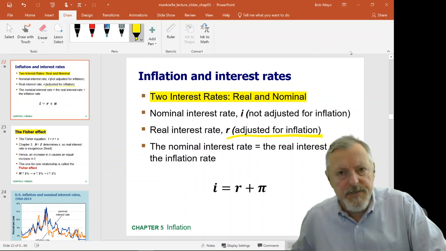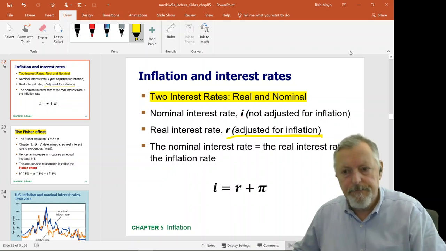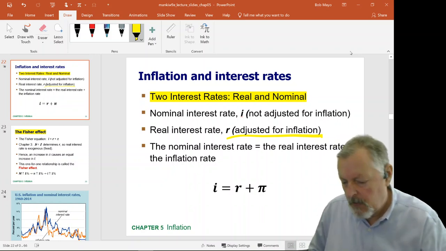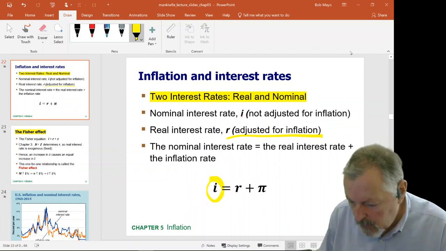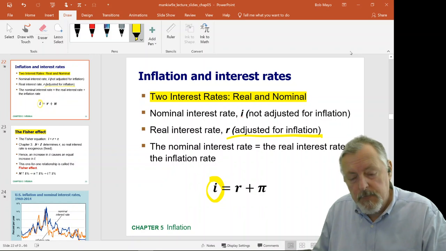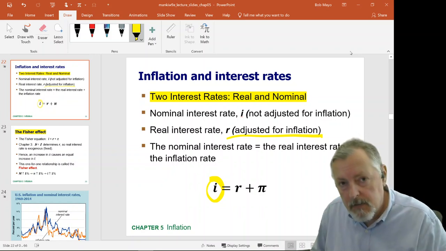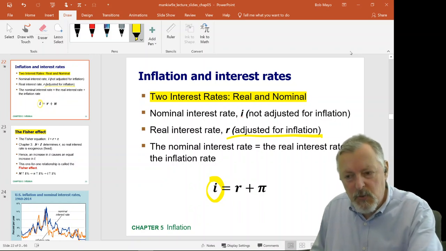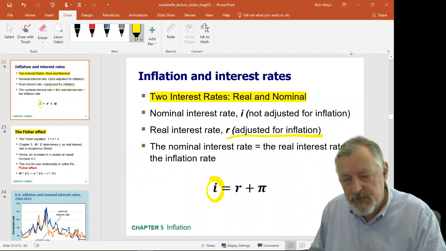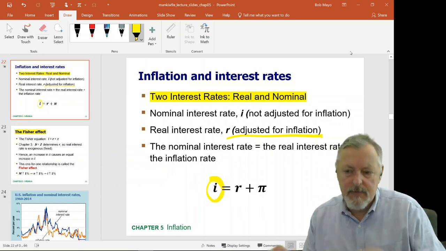Let's say you expect prices to double over the next year. You loan someone $100, and let's say the interest rate you charge is 0. So you give $100 today, you get $100 back a year from now. If prices double, then you'll still get $100 back, but you'll only get half as much wealth back. So to get a real return of 0, you would need to get back $200.